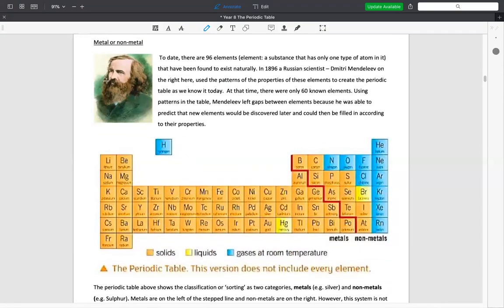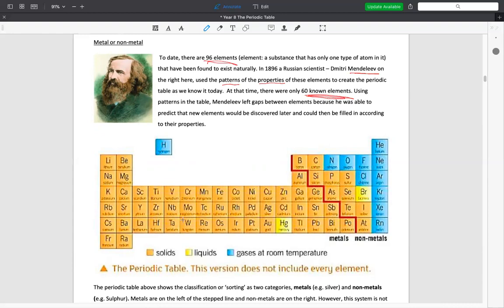So here is a picture of a Russian scientist called Mendeleev. In 1896, which is quite a long time ago, Mendeleev looked at different elements. He looked at the properties and the patterns those elements showed, and he arranged them into the periodic table that we see today. But at the time, there were only 60 known elements. Now there's 96, so we have 96 elements that have been found to exist naturally.